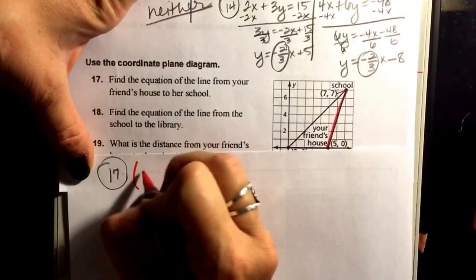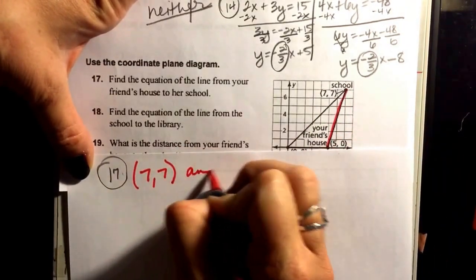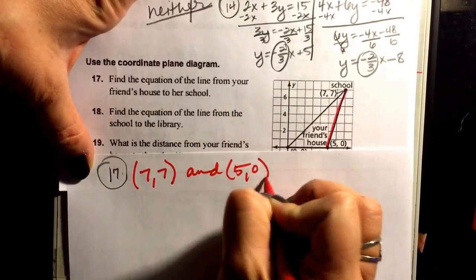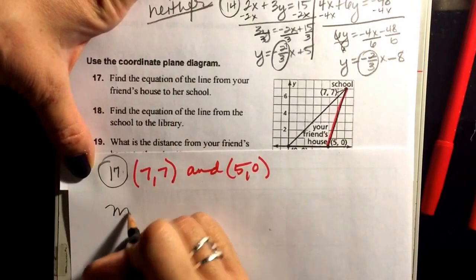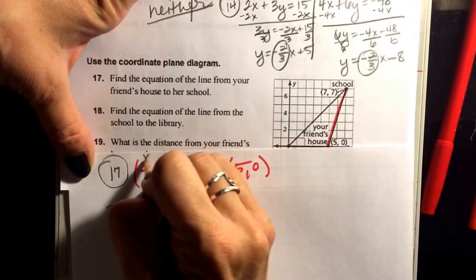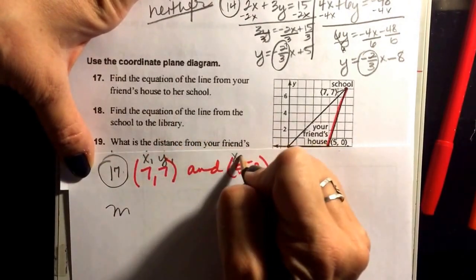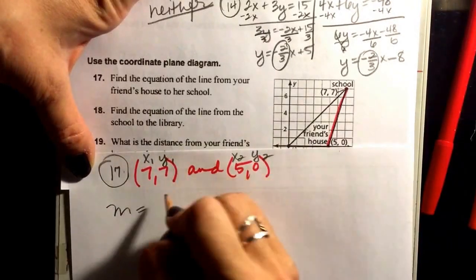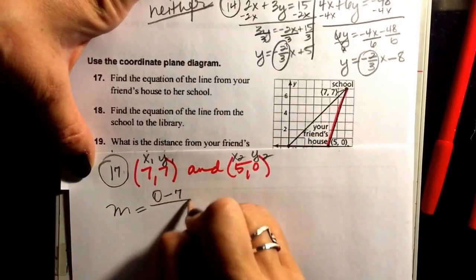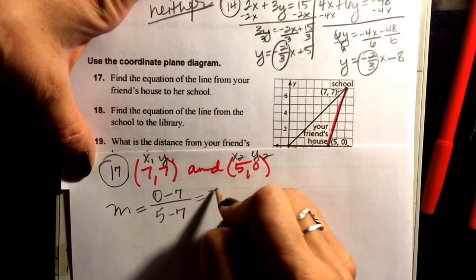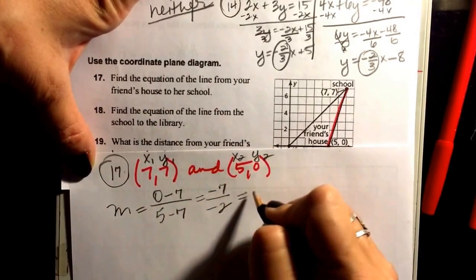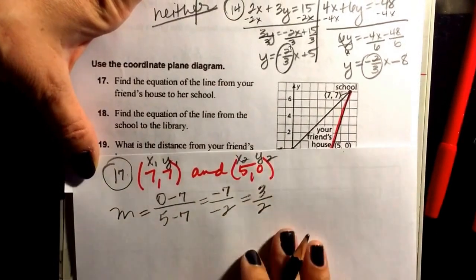And so I'm grabbing the points 7, 7, and 5, 0. Now, in order to write the equation from 2 points, I've got a couple parts that I have to do. I have to calculate this slope. Let's call this x1, y1, x2, y2. I'm going to do the difference in y, 0 minus 7 over the difference in x's, 5 minus 7. That's going to give me negative 7 over negative 2. That's positive 3/2. So the slope of the line is positive 3/2.